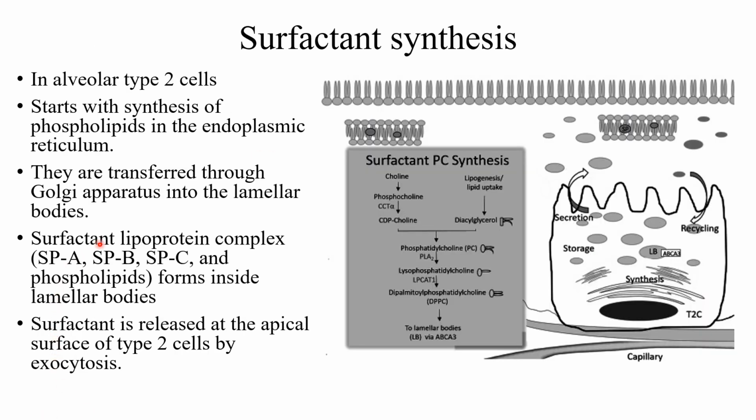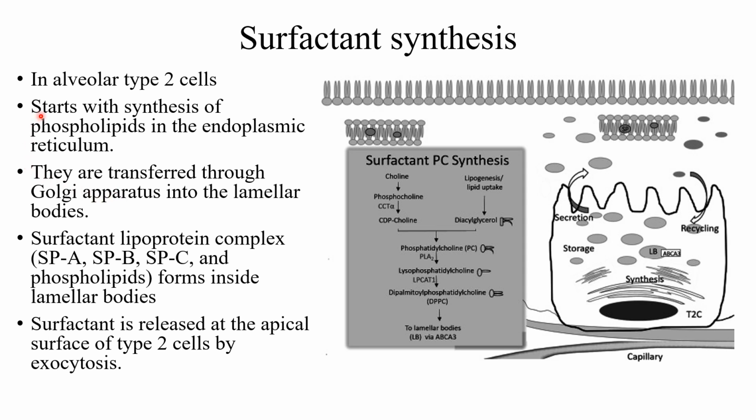So how is surfactant synthesized? Surfactant is synthesized in the alveoli by a type of cell called alveolar type 2 cells. If you remember from your anatomy, there are two types of alveolar cells, alveolar type 1 and alveolar type 2. For this lecture, we are going to focus on the alveolar type 2 cells that synthesize surfactant.